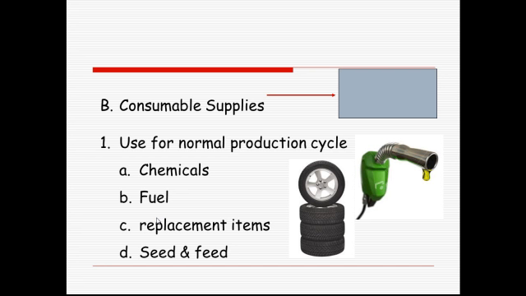Consumable supplies are usually used in a normal production cycle. So basically, if you need chemicals, you use them up during a period of time, usually within the one year. Fuel is considered consumable supplies, because a lot of times businesses are buying in bulk, and they want to make sure that's inventoried and keep track of that. Replacement items like tires, for example, are something you replace on your machinery or your vehicles. Seeds and fertilizer are all consumable supplies that are probably used up during the time period. Supplies and materials are used in the production of something.